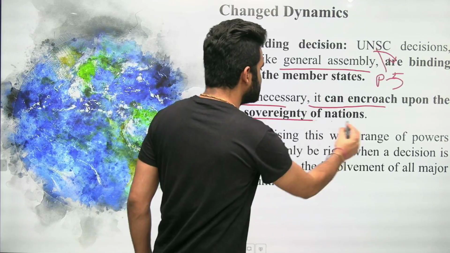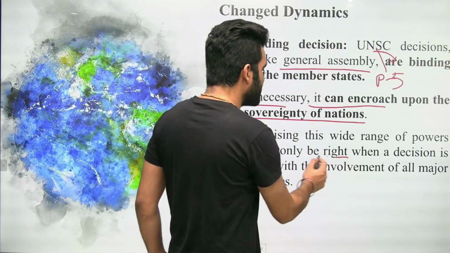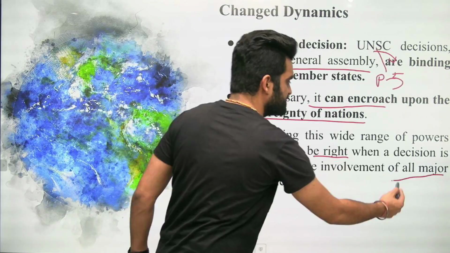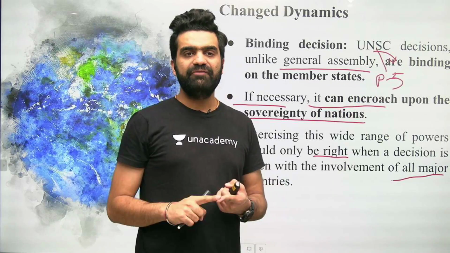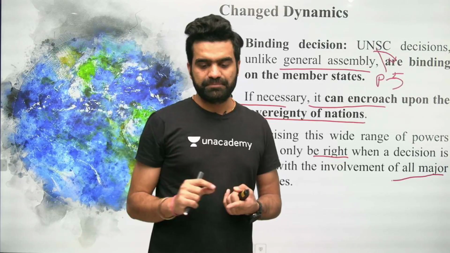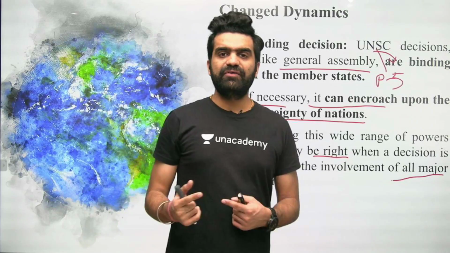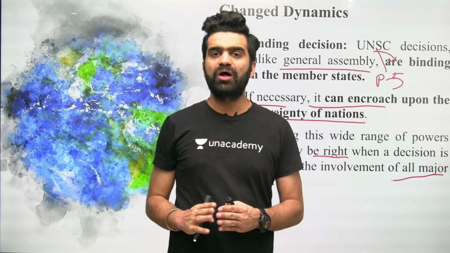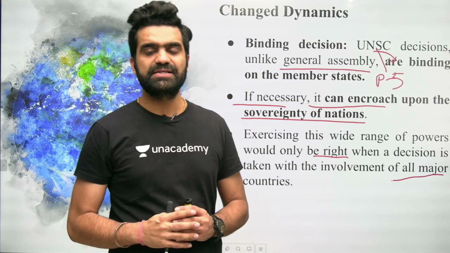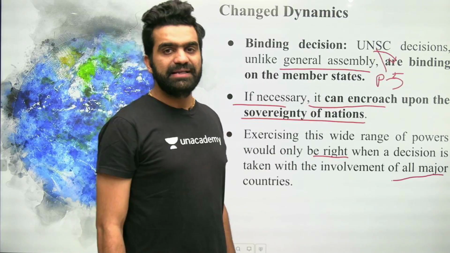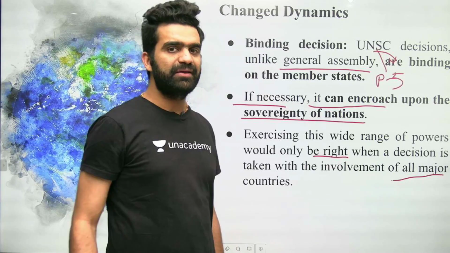Exercising this wide range of powers would only be right when a decision is taken with the involvement of all the major countries. And how would we define the major countries? Major countries could be defined in the form of populous countries, countries acquiring a substantial share of world GDP in contemporary times, countries having trade with the world, that could be another criteria, and countries doing enough for the overall good and peaceful world order, like India has got credentials, Brazil, South Africa. These countries have not been troubling other countries. These countries have been contributing to things like the International Solar Alliance, Global Peacekeeping, etc. So this could be another criteria.